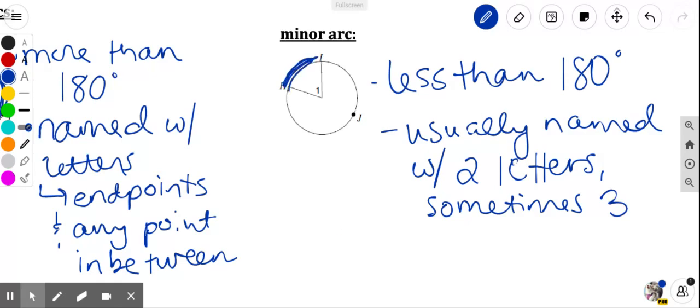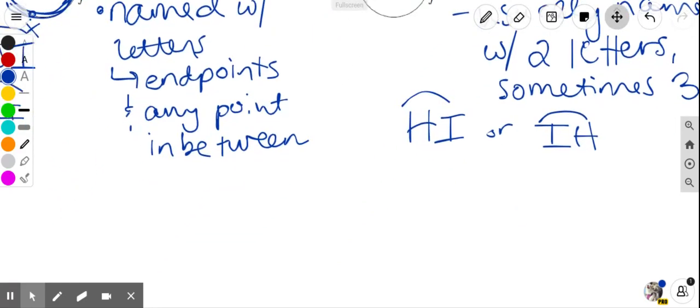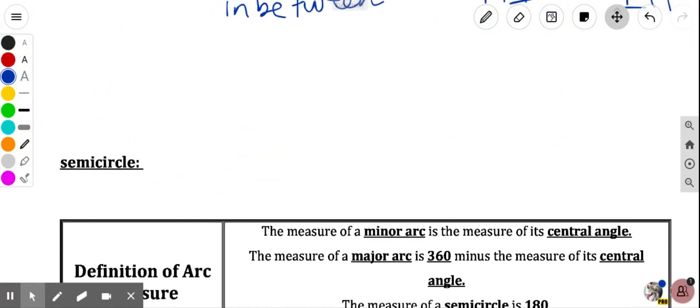So we would say that it's either HI or IH. Remember, capital letters. So that's a minor arc. The last type of arc is a semicircle. A semicircle is an arc whose measure is exactly 180 degrees.